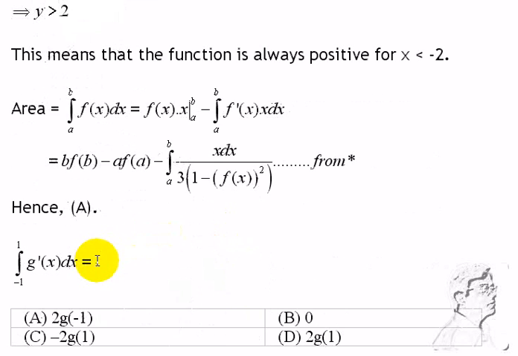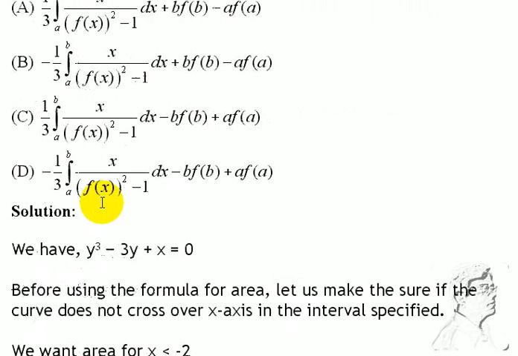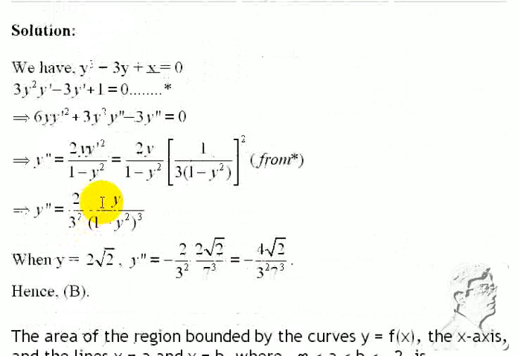Finally, the only question based on g(x), and this is the easiest of the 3: integral minus 1 to 1 g dash x dx. Now, we have found the derivative, again going back to the same thing, 1 upon 3 times 1 minus y square.